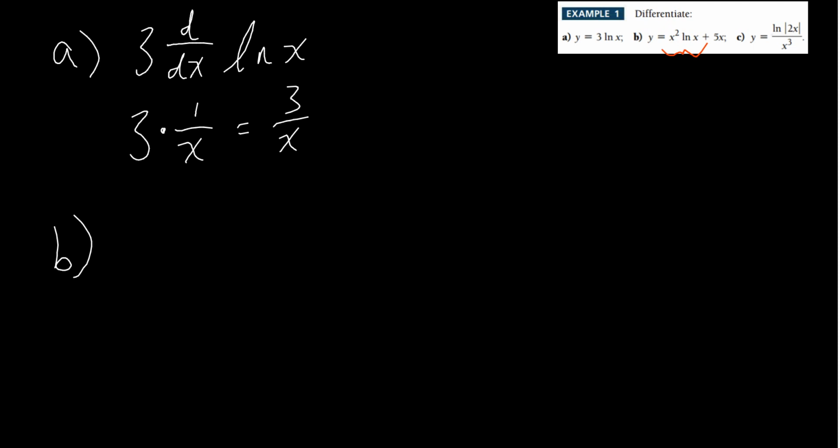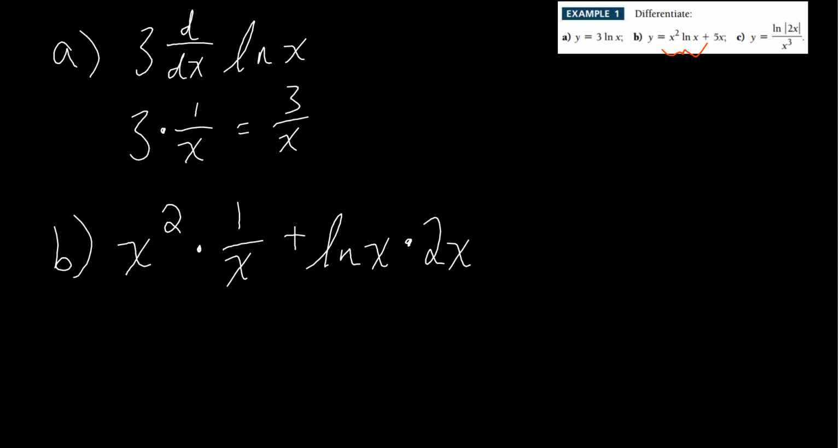So first times the derivative of the second is going to be x squared times the derivative of the second, which is going to be 1 over x, plus the second, which is the natural log of x, times the derivative of the first, which is going to be 2x, right? And that's just the first term, right? So what I just underlined there is the same thing as that.